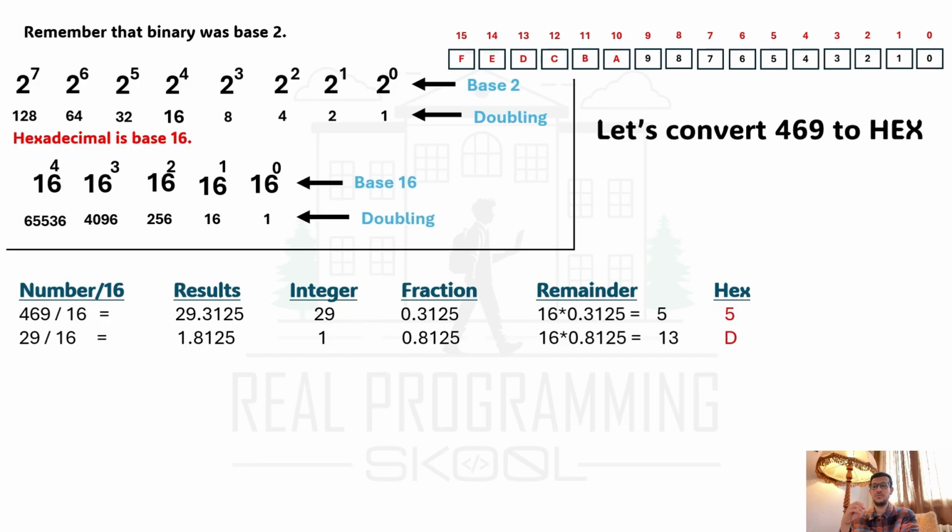We'll take the 0.8125 and put it in the fraction column, and we will take the fraction and multiply it by 16. So 16 multiplied by 0.8125 gives me 13. And 13 represents what in hexadecimal? It represents the letter D, as you saw on the screen. The last integer number now is 1.